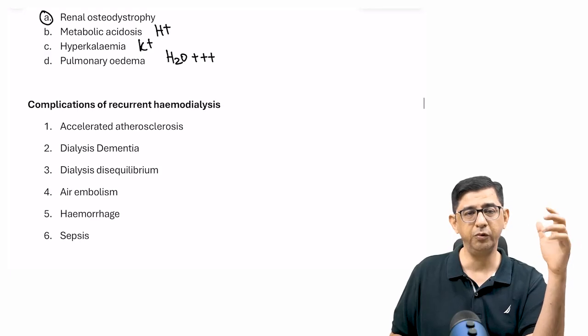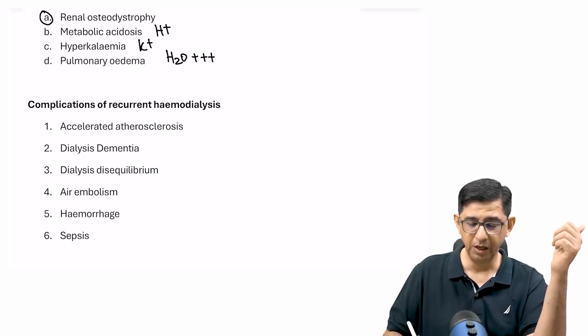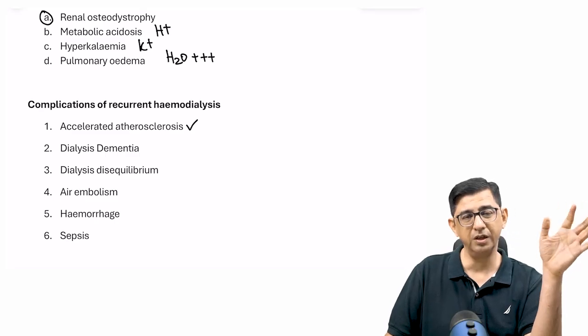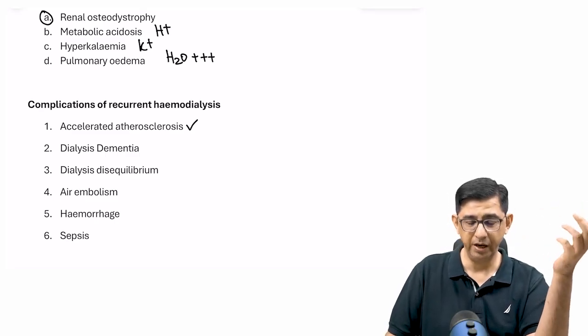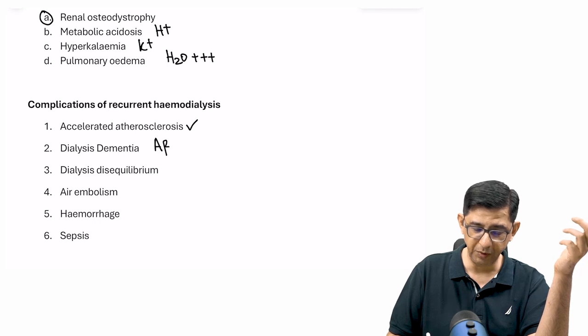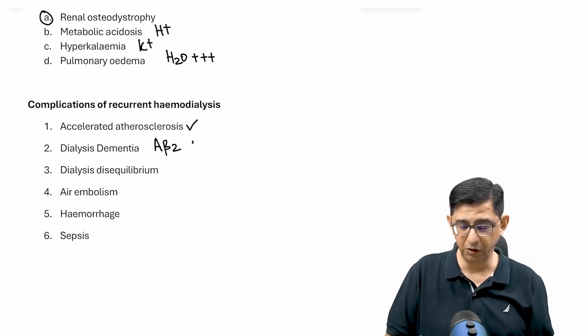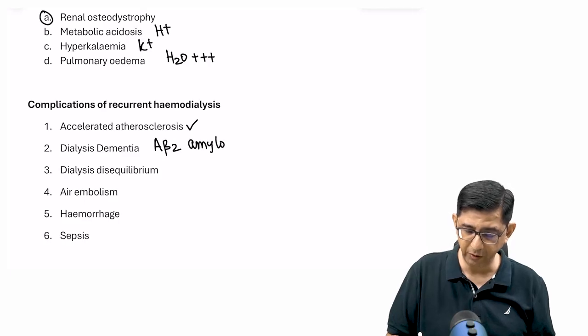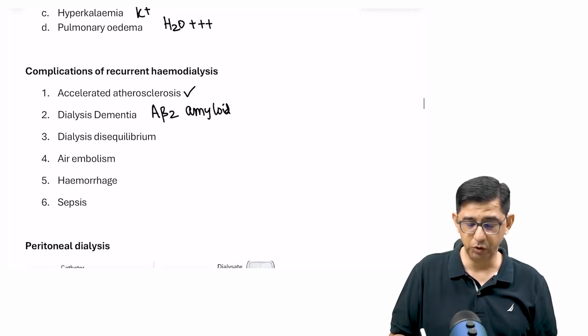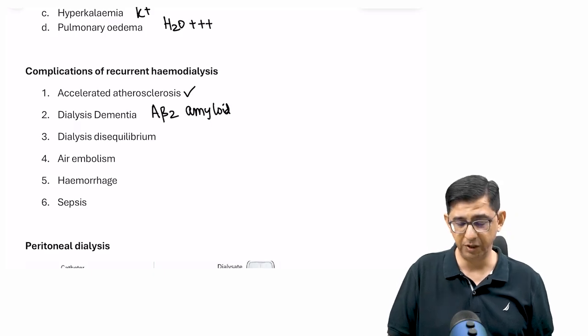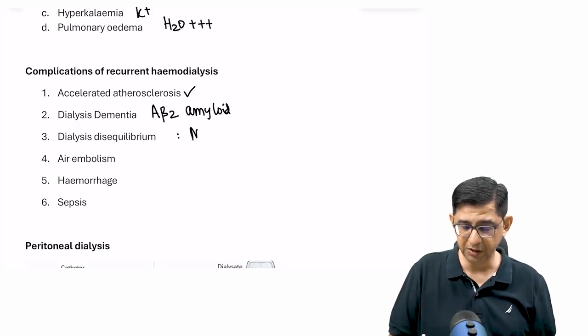Let's do a quick recap of the complications of recurrent hemodialysis. If I remove the word recurrent, I'll answer it as hypotension, but otherwise it is accelerated atherosclerosis. The dialysis dementia component is because of deposition of A beta 2 variety of amyloid. Dialysis disequilibrium is due to over dialysis that was done in a patient. It is also called reverse urea effect.